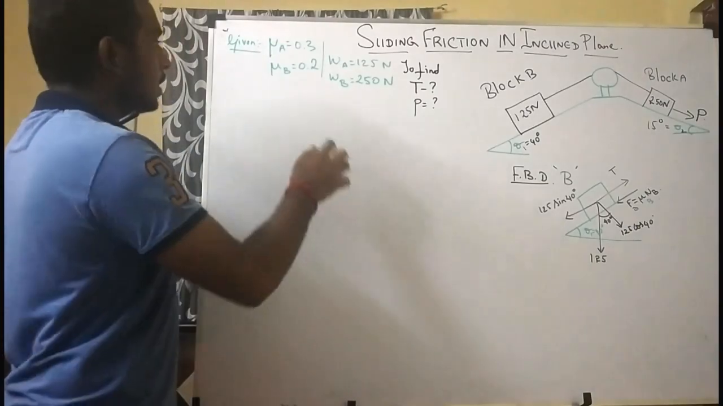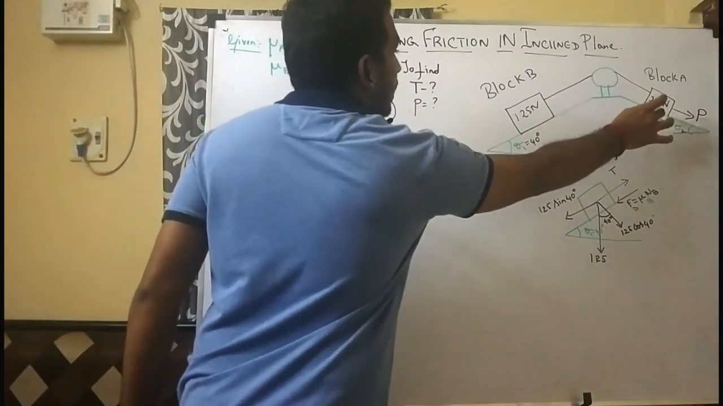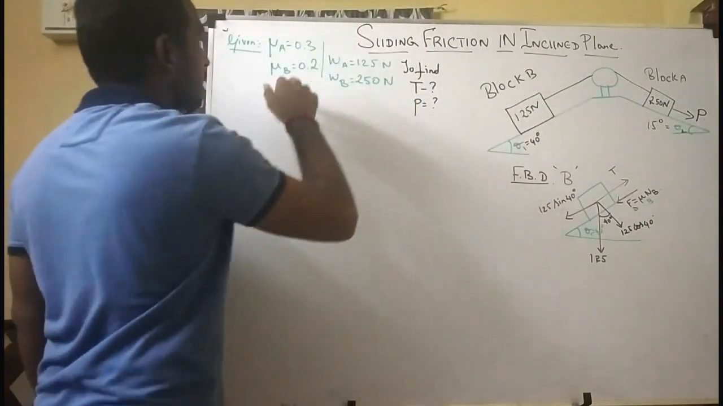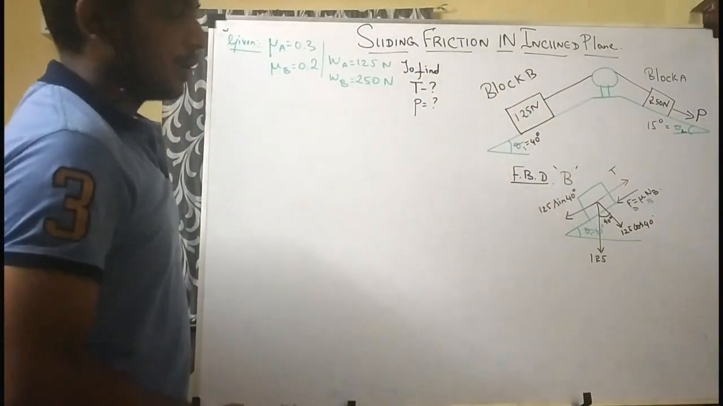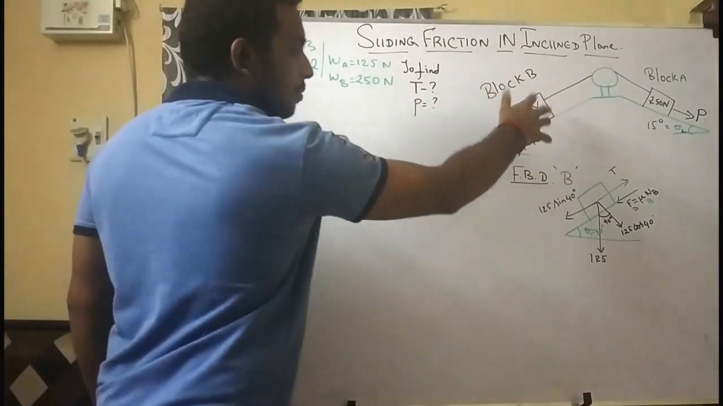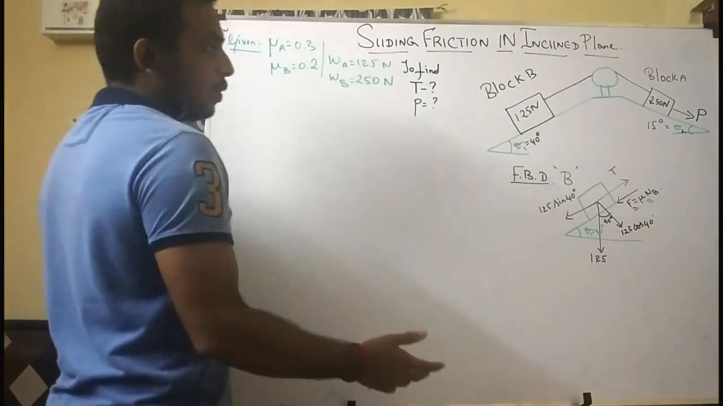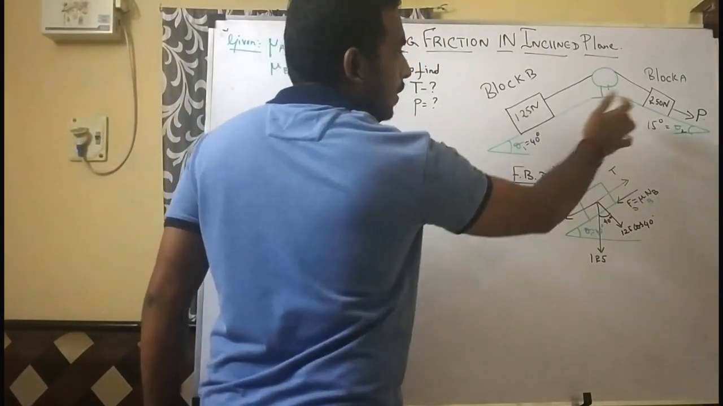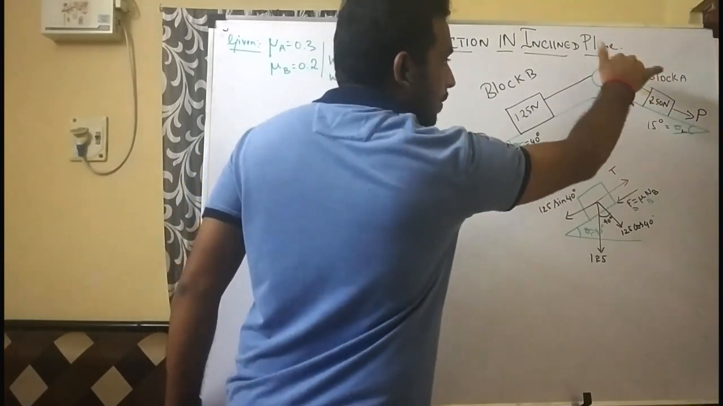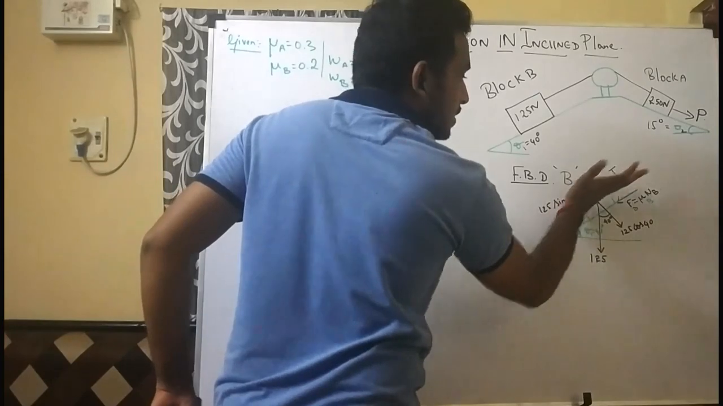They have also given the coefficient of friction between block A and the inclined plane as 0.3, and the coefficient of friction between block B and the inclined plane as 0.2. First we will consider block B to find the tension in the cable. We know that this is 250 Newton and this is 125 Newton, so definitely the pulling effect will be very high in this direction. So the tension will act along this direction only.